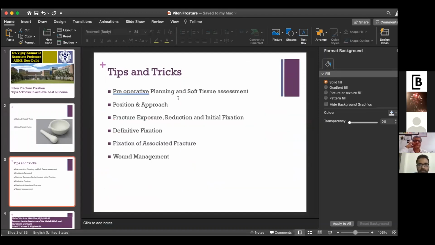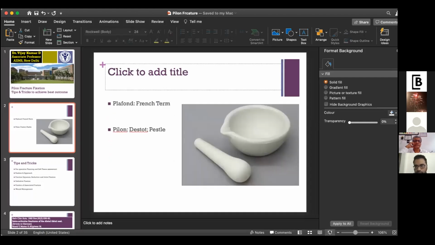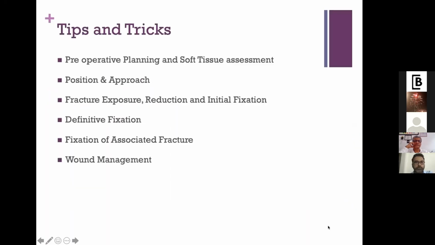So I'll cover my lecture under these headings. The most important for getting the best outcome is to do preoperative planning and soft tissue management. That's the most important. Then the wound management. All in between these things do help to get the best outcome, but all depends upon how well your preoperative planning is and how well your soft tissue management is before intervening surgically.